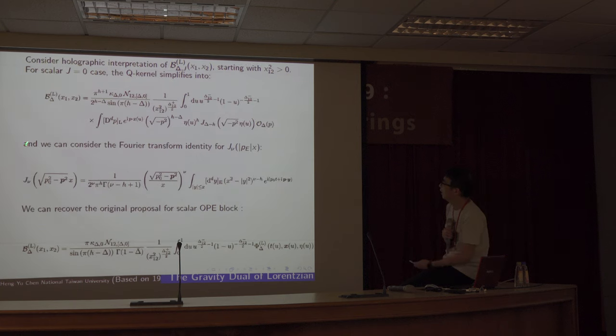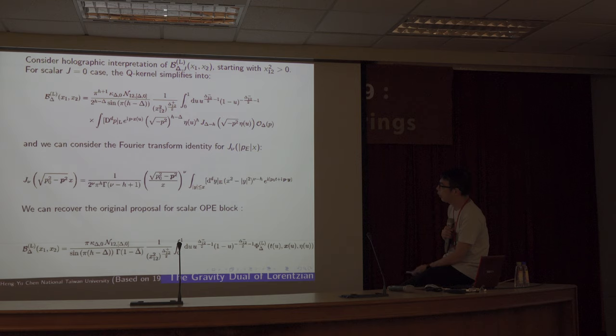As a sanity check to reproduce everything that was known before, for the spacelike case, and that's what people have done in the literature, for the scalar, the Q kernel we get is of the following form, and then we use the relation between the Bessel I and Bessel J.